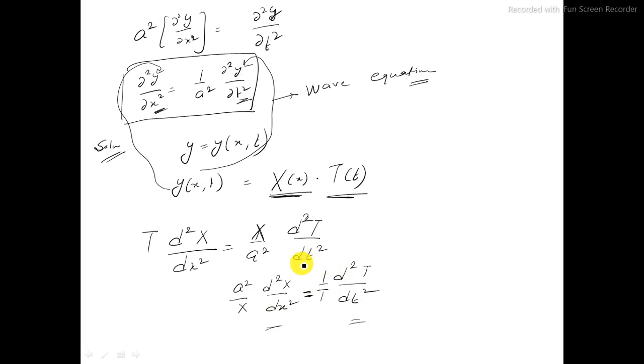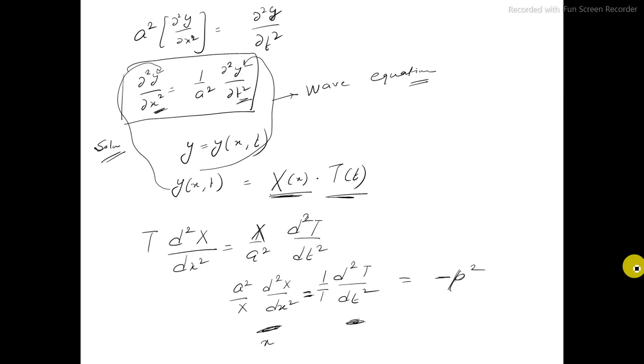So here, as you know, this is an equation and this is an equation. The left hand side is a function of x alone and the right hand side is a function of t alone. So we put it equal to some constant, which is minus p². Let's say we have taken a constant which is minus p². So we will write two equations, one for the x and one for the t.